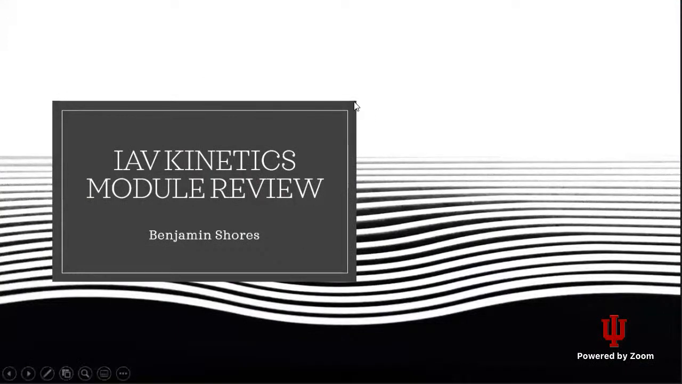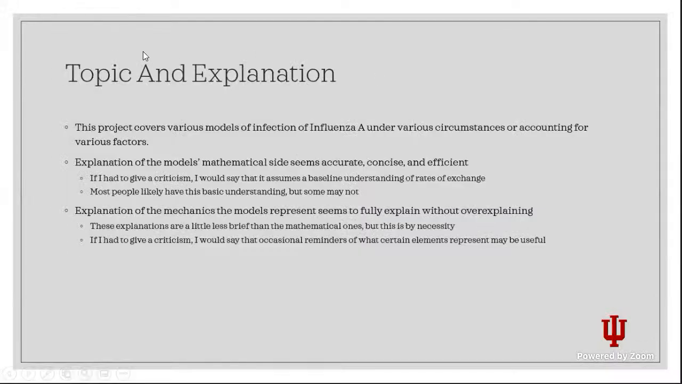That was just to show what it looks like, and then the slideshow itself. So the project covers various models of infection of influenza A under various circumstances, accounting for various factors. Mathematically, the model seems accurate. My only real criticism is that it assumes a baseline understanding of rates of exchange.